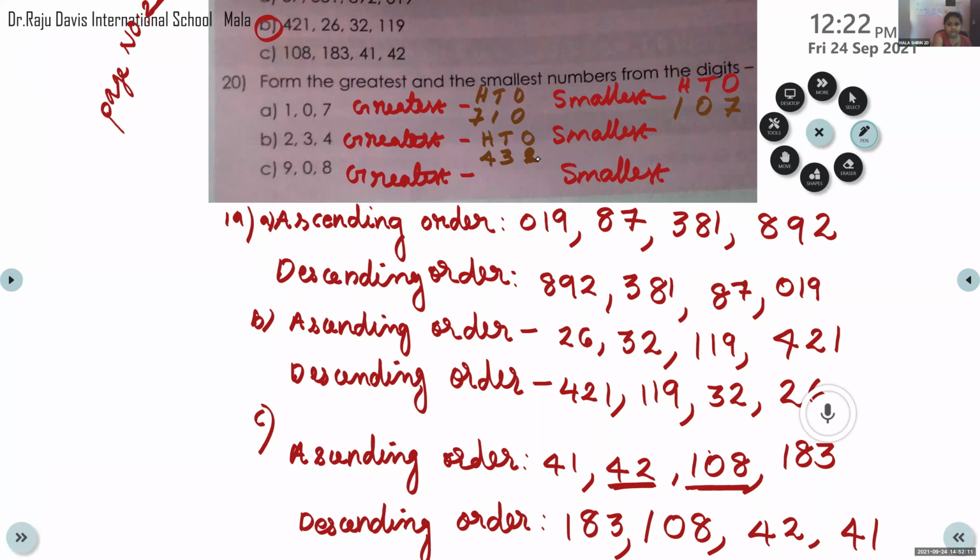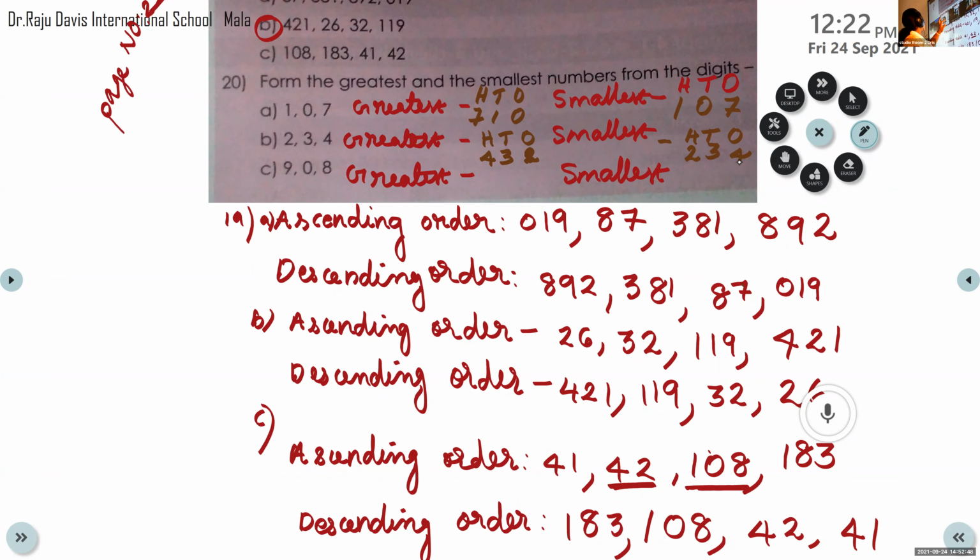Now, Ananya, please unmute. Yes, ma'am. The smallest number that we can form using the digits 2, 3, and 4. The smallest digit is 2 here. In tens place, 3. Ones place, 4. So will you read this number? 234. Correct answer, my dear. Good.